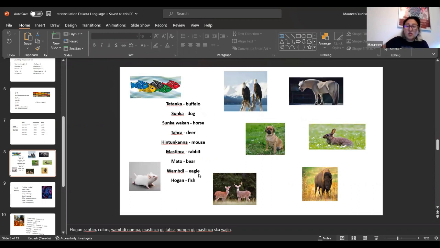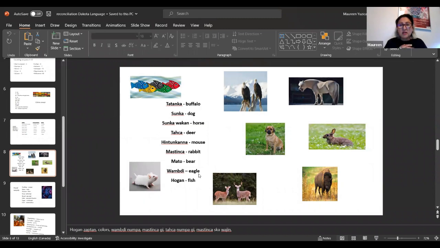So again, we're going to go over these animals. When we do our animals, this is when I was talking about the language, when we could use our English words along with our animals in Dakota. When we talk about our common animals that we see and hear, I added fish in there too. I was going to add in a snake, but that would have been too much. That's a long one. So I added in mouse, and I added in pictures.